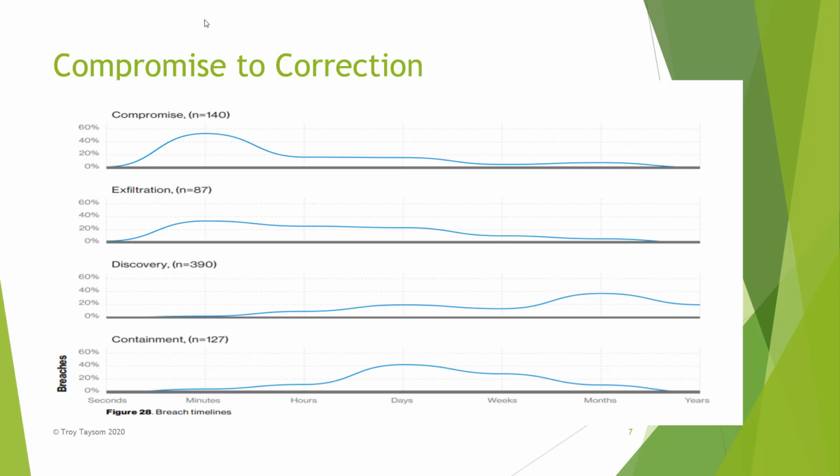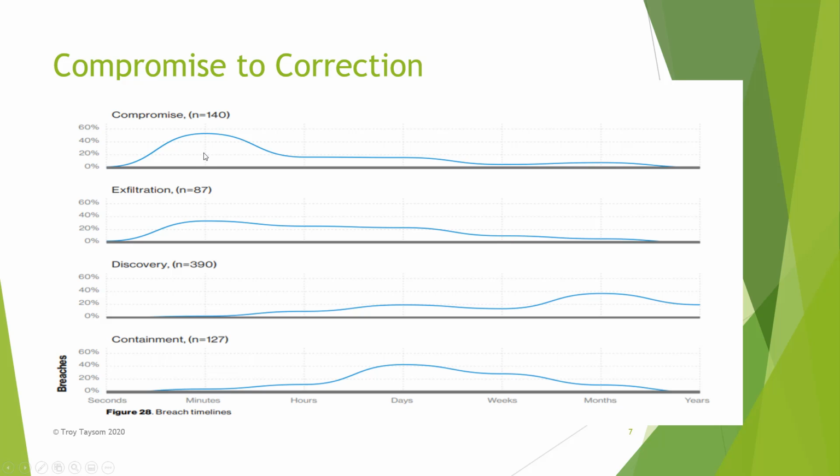Compromise to correction. What we're doing in this slide is comparing how fast a compromise happened, so they broke into your system, and then how fast they got out of your system, exfiltration, compared to what you do, which is discover it and then contain it. This is the part that gets really interesting.